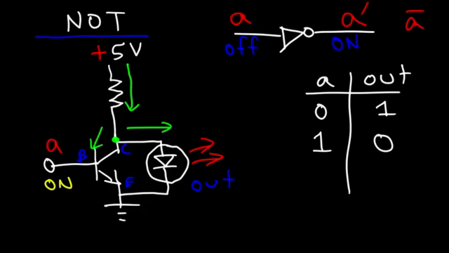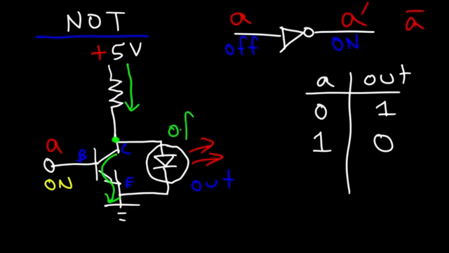Now, electricity will always take the path of least resistance. And if the transistor is on, then the path of least resistance is from the collector to the emitter. So therefore, no current will flow in this direction.